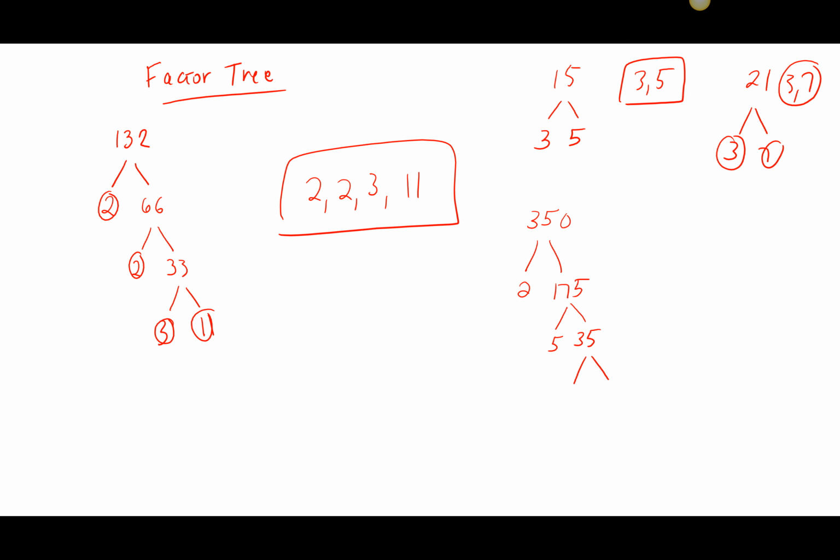What about 35? 2 won't go into 35. 3 won't go into 35. But 5 will. 5 will go into 35 7 times. And then 7's a prime number. So we have 2, 5, 5, and 7. Those are your prime numbers. Okay? And again, you'll have to do these on homework, and you'll have one of these on the test.